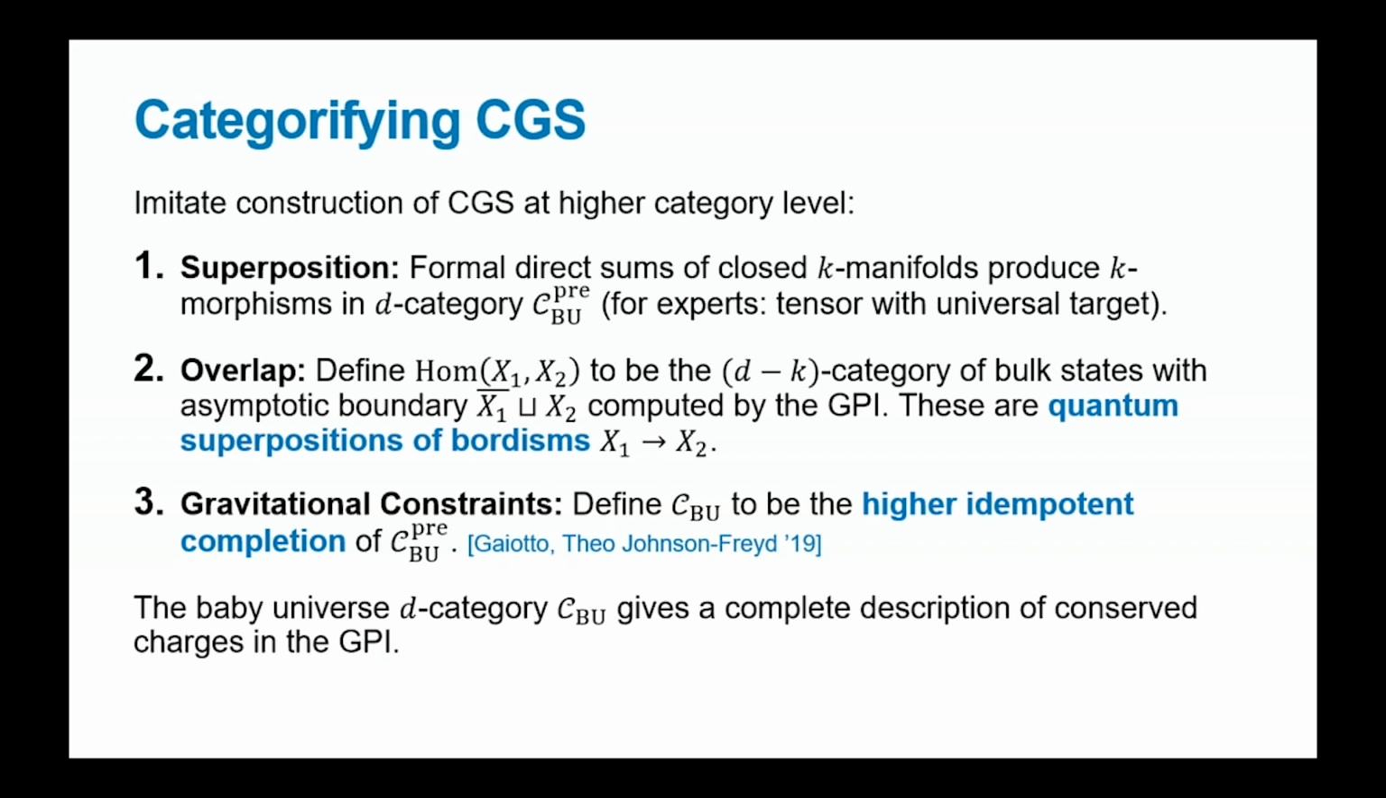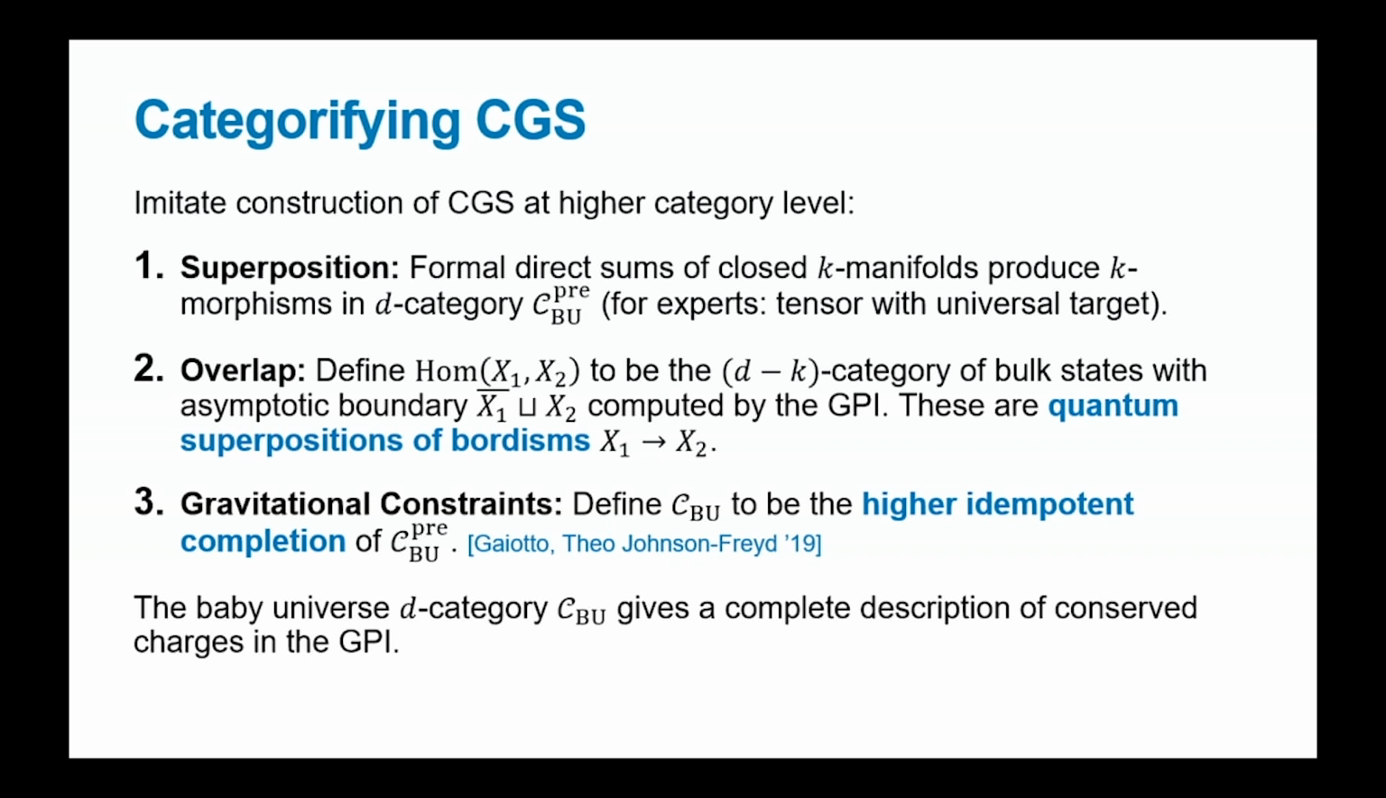So the next step is to compute the overlap. And in the categorical context, the overlap of objects is computed by the space of homomorphisms. And as I said before, this is the thing that's computed by the gravitational path integral. So if I had 2 codimension 2 boundaries, I say that the vector space of homomorphisms from one to the other is the multi-boundary Hilbert space.